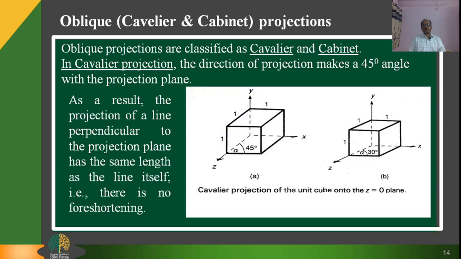For the cavalier projection, the direction of projection makes a 45-degree angle with the projection plane. As a result, the projection of a line perpendicular to the projection plane has the same length as the line itself. That is, there is no foreshortening. The figure on the screen shows several cavalier projections, one at 45 degrees, another at 30 degrees.